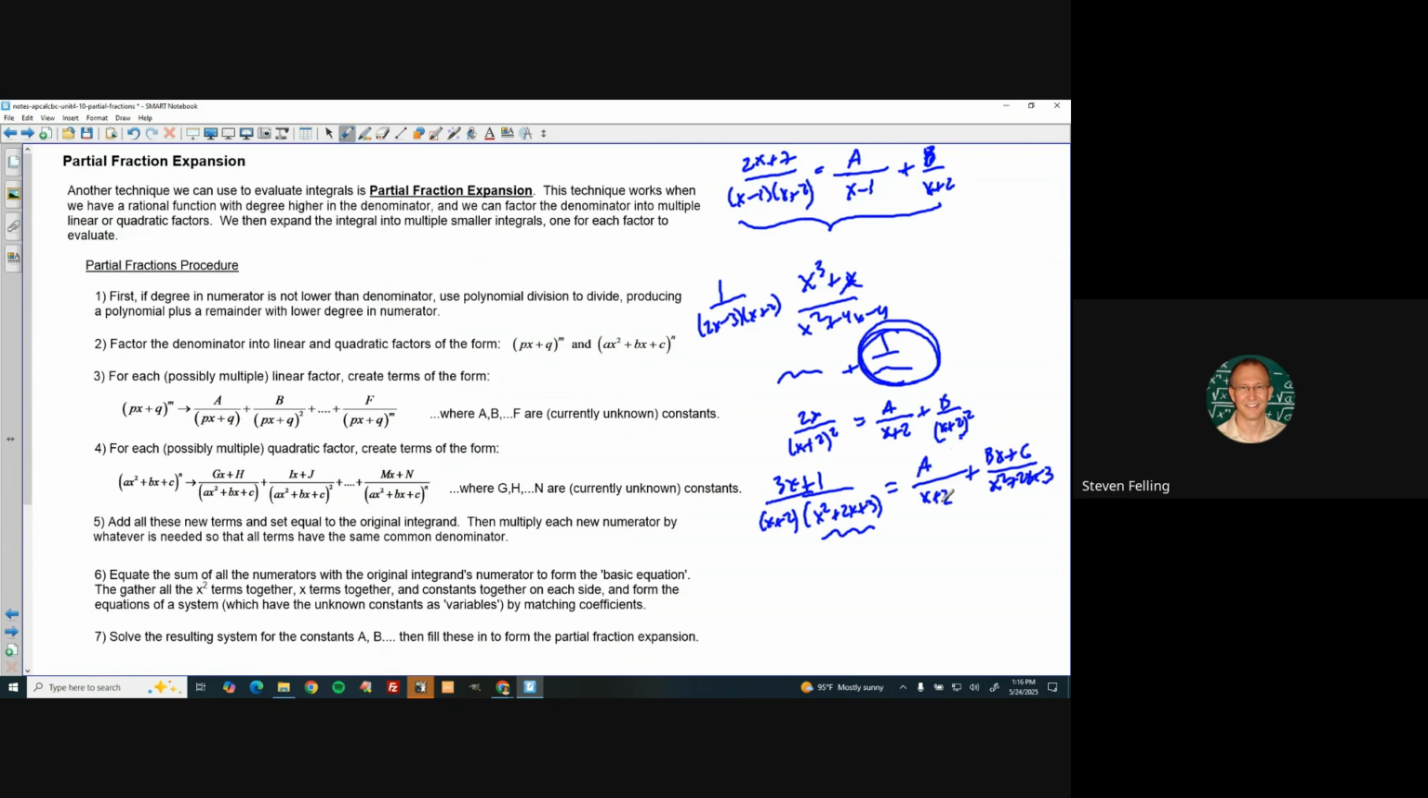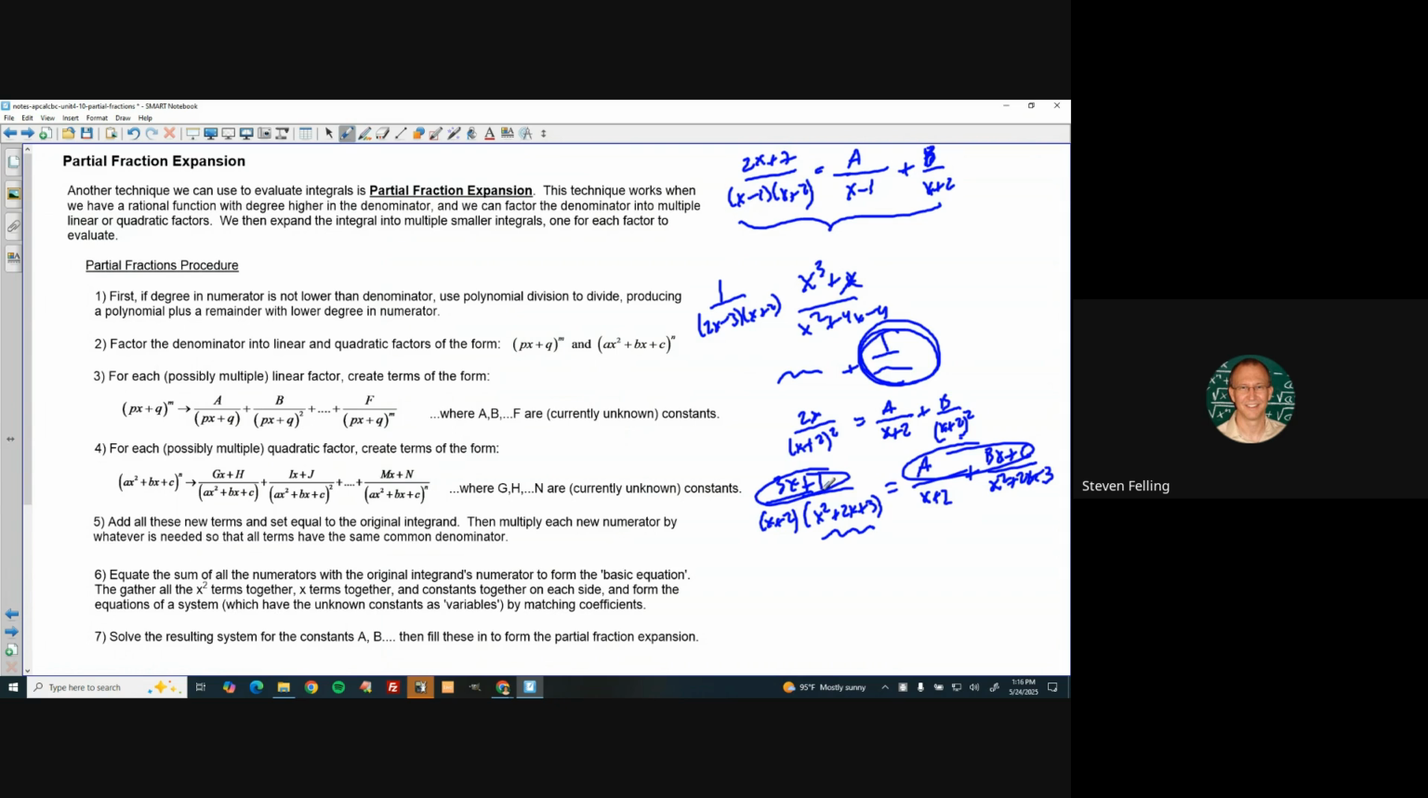So in the case of a linear factor, this is simply a constant. In the case of a second degree polynomial, you would use a first degree polynomial, a line, and have a separate constant for the slope and the y-intercept of that line. Right? And then what you're going to do is get a common denominator, regardless of how you set this up, so that everything is over the same denominator. And then you will set the numerators equal to each other because you can no longer consider the denominators.